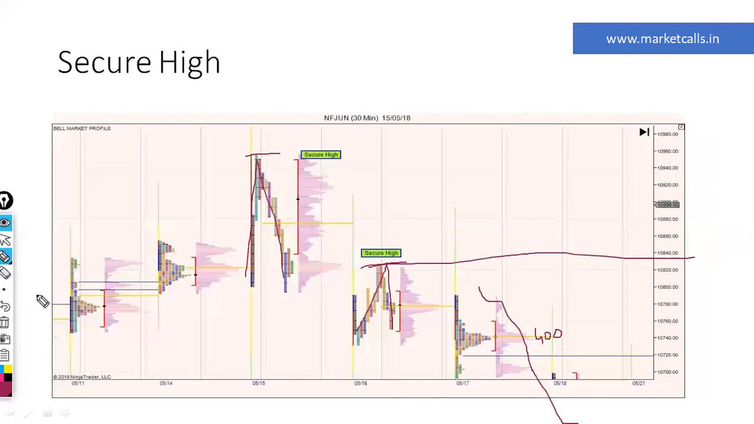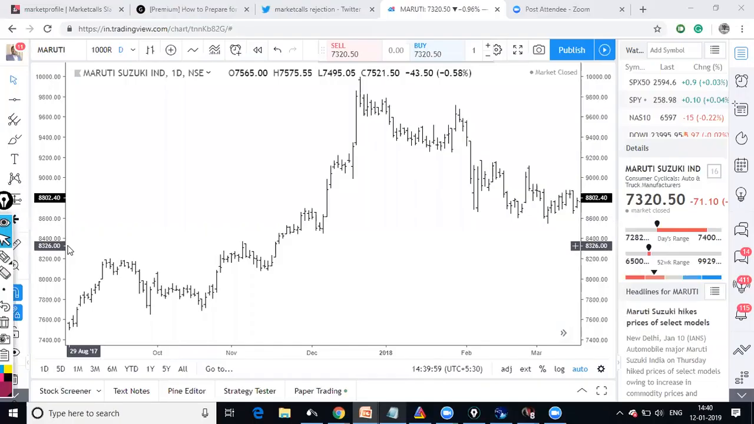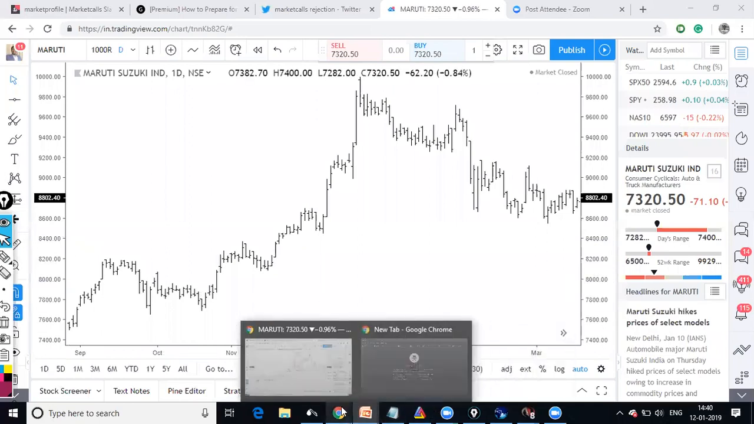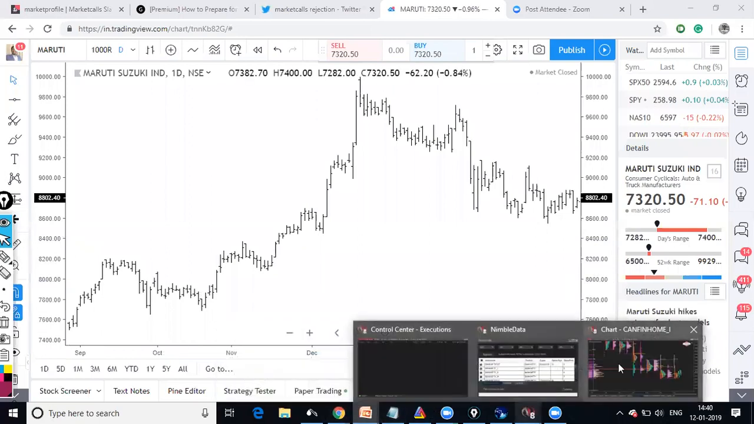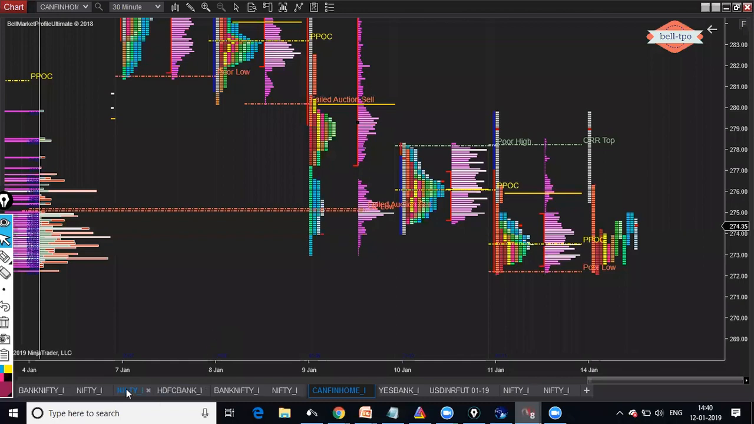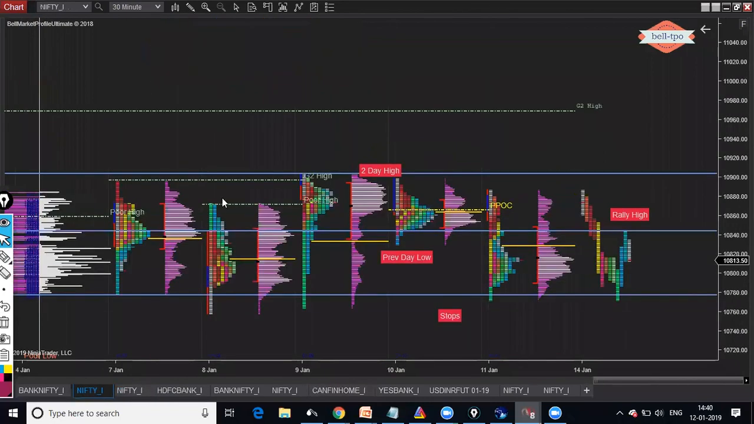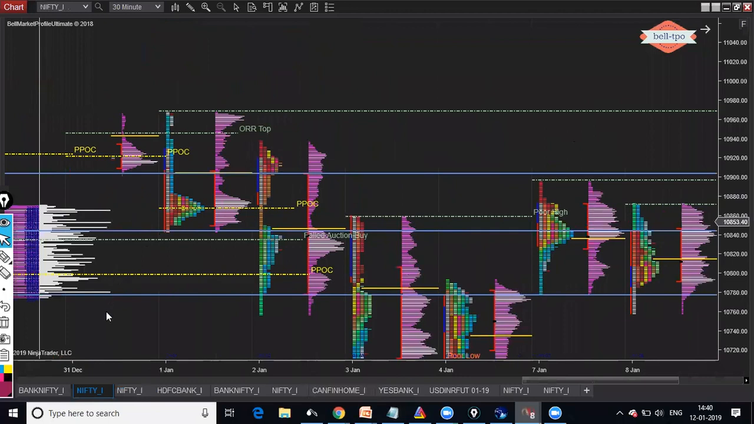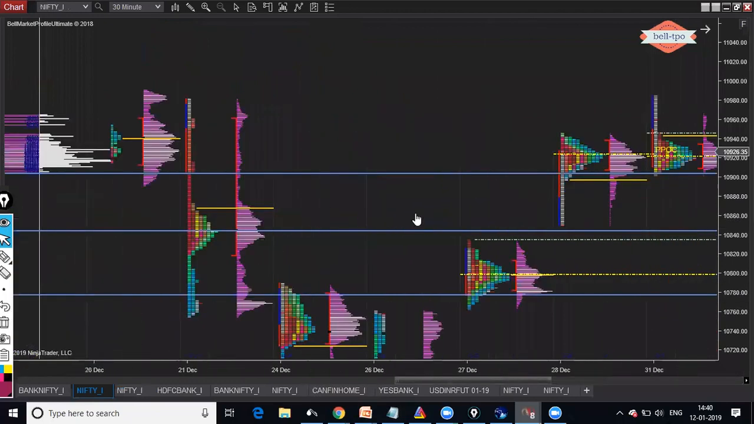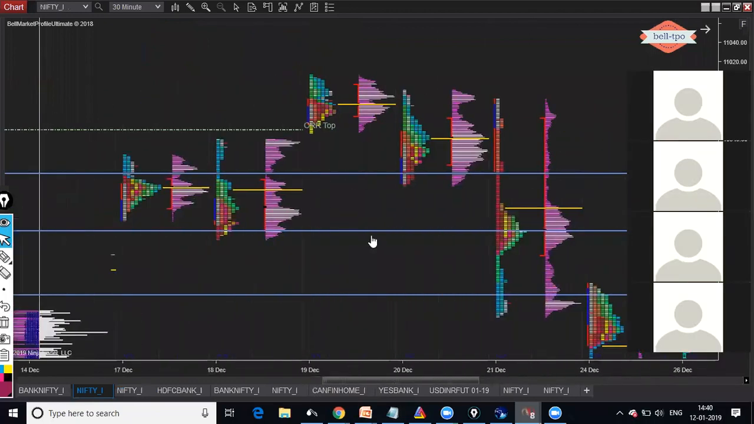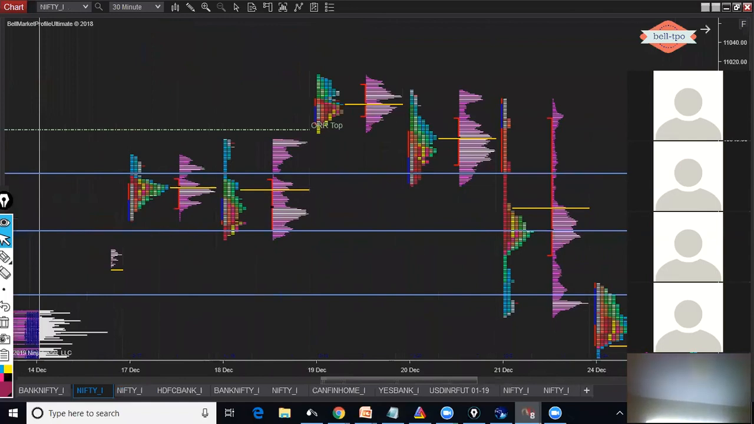Again, I can show you one more example where the back-to-back secure high came very recently, last month. And then from there, we got some 300 points or so. Let me check from the profile if I'm able to figure it out. Both in Nifty and Bank Nifty, we had that pattern. In fact, it happened during the month of December.